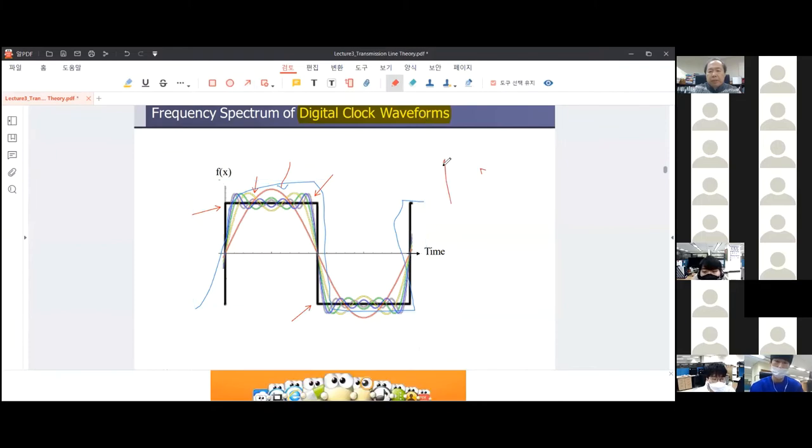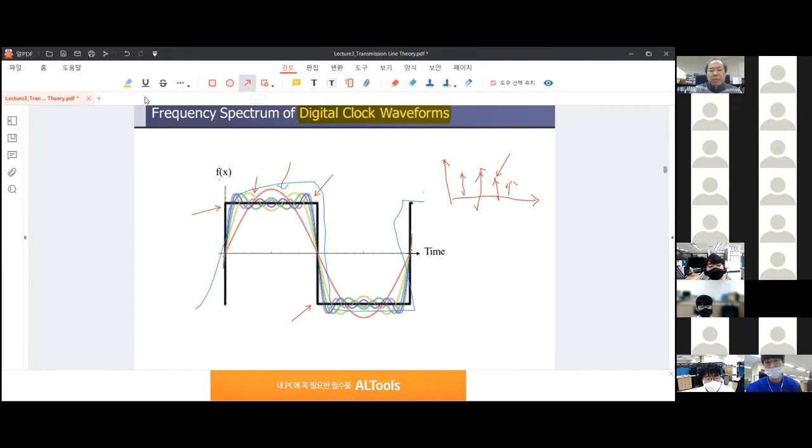It may have second harmonic, third harmonics, and let's assume this is frequency and this is amplitude, we may have many high frequency harmonics. As I mentioned before, in the conventional RF circuit, they use only one frequency. This is very narrow, but unfortunately, the digital signal has very broadband signals.